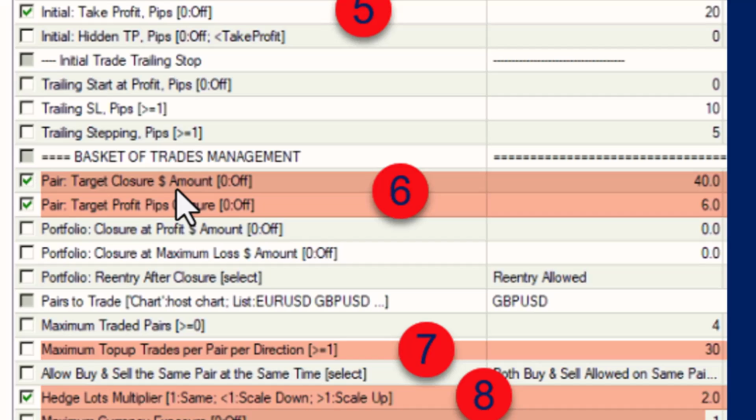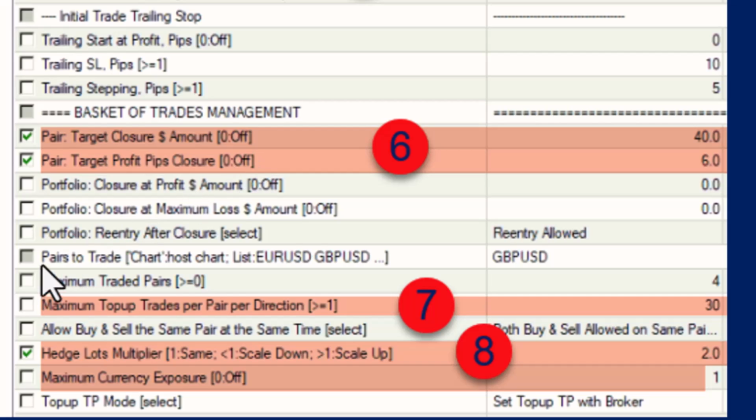So the only two ways that this EA closes trades, it's either it hits the initial profit or it closes the basket of open trades. As simple as that. Then we have here the maximum traded pairs. A pair is a cross. So like the Euro USD is a cross or a pair. Further down we have maximum currency exposure. So a currency is one currency, so it's a euro or a pound or something like that.